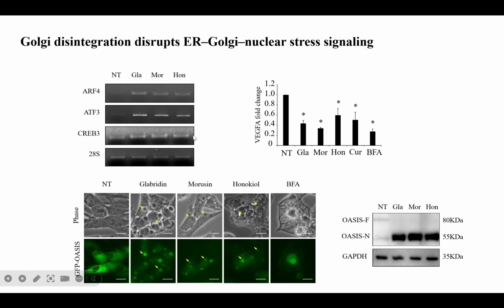During paraptosis, Golgi stress markers were activated, while VEGF-A secretion was reduced based on ELISA analysis. Normally, the cleaved OASIS N-terminal fragment enters the nucleus. However, during paraptosis, it accumulated around the paraptosomes instead, indicating impaired Golgi nuclear signaling. These findings suggest that Golgi disintegration impairs protein trafficking and stress signaling.